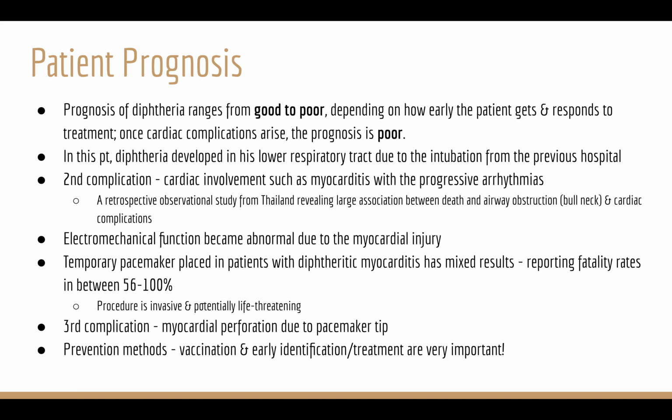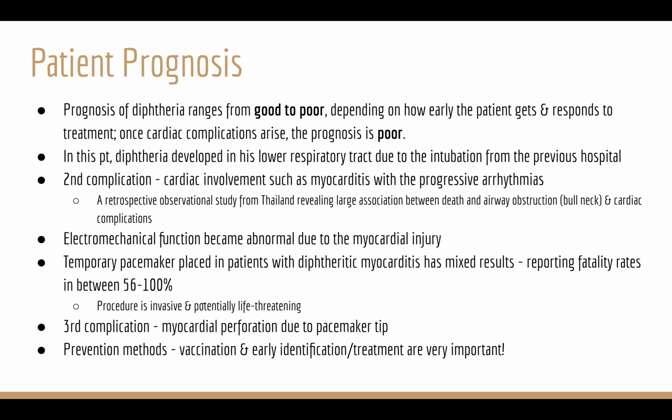Prognosis-wise, for diphtheria, it can range from good to poor depending on how early one starts and reacts to treatment. Once heart complications arise, the prognosis becomes poor, which is what happened in our particular patient. Diphtheria developed in his lower respiratory tract due to the intubation from the local hospital. The second complication would be involvement of the heart, the myocarditis and progressive arrhythmias. A study done in Thailand revealed a significant association between death and airway obstruction and cardiac complications with diphtheria.